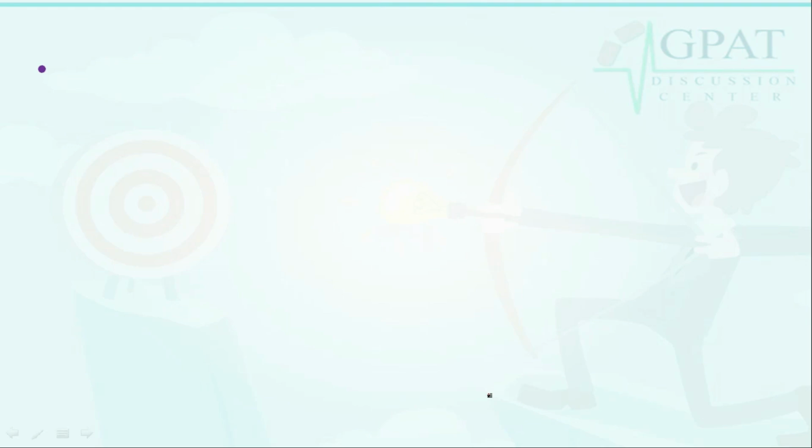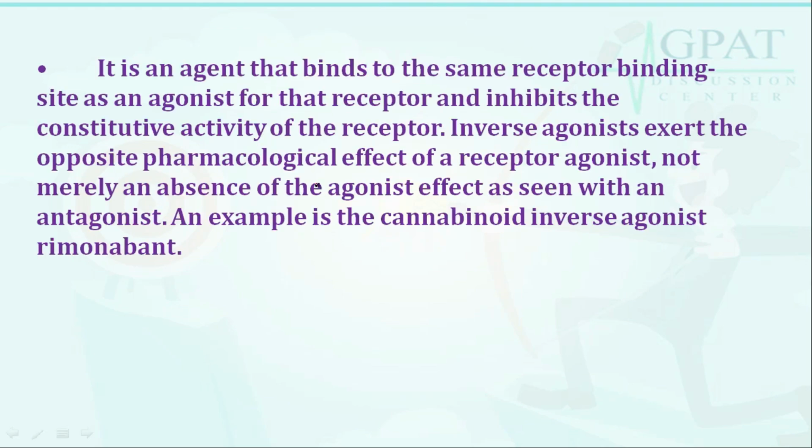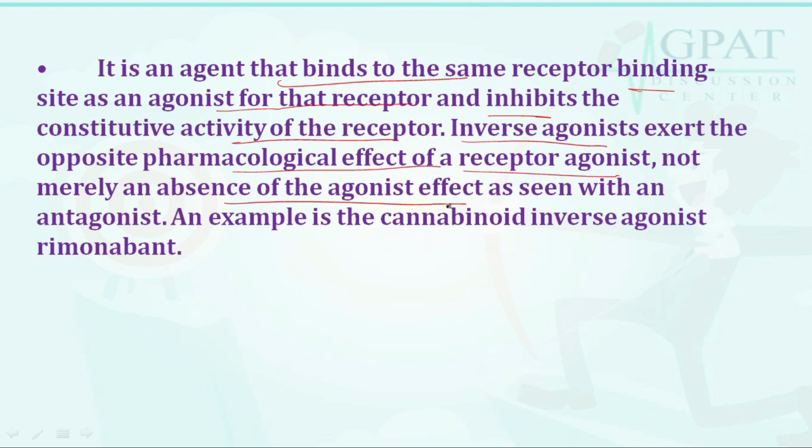So now, it is an agent that binds to the same receptor binding site as an agonist for the receptor and inhibits the constitutive activity of the receptor. Inverse agonists exert the opposite pharmacological effect of a receptor agonist, not merely an absence of the agonist effect. An example is the cannabinoid inverse agonist rimonabant.